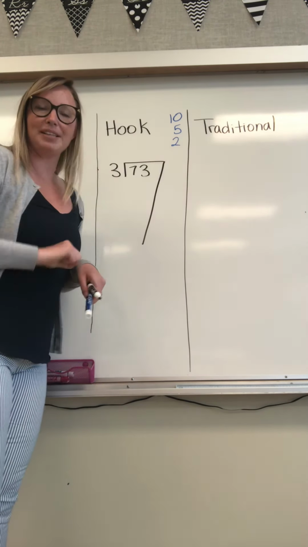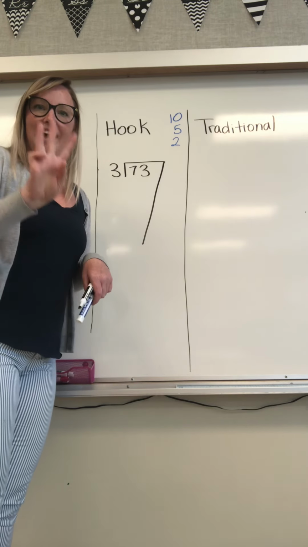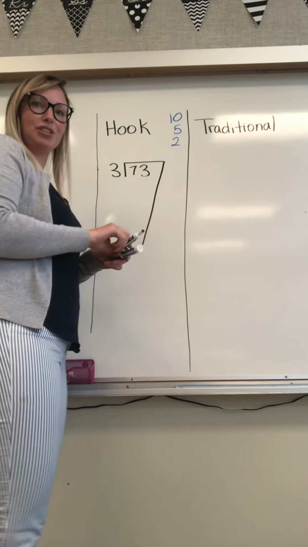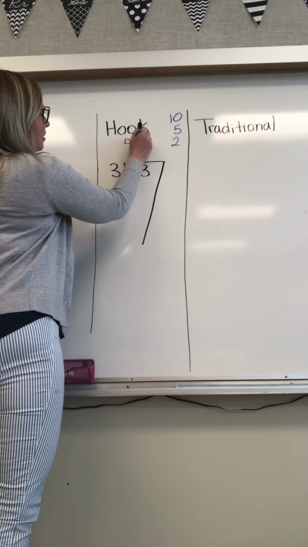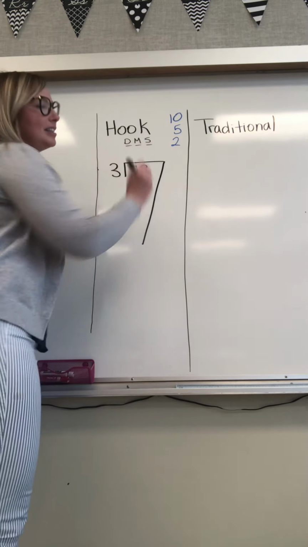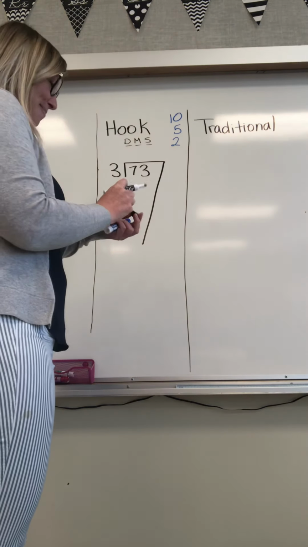The first step is divide, the second step is multiply, and the third step is subtract. I'm just going to write those here at the top. Divide, multiply, subtract. Dinos must succeed. Let's think about it that way.